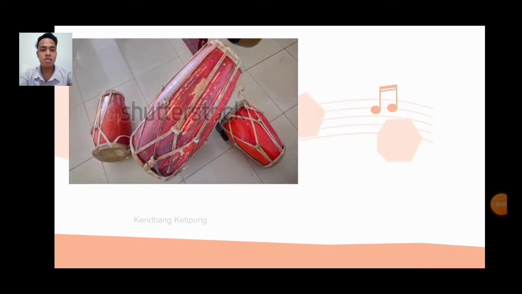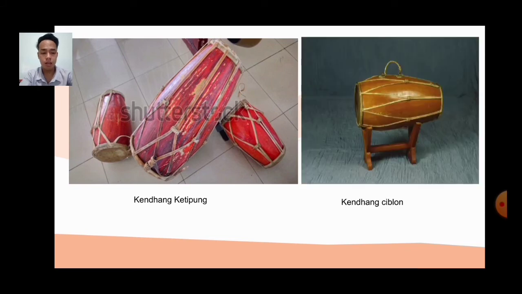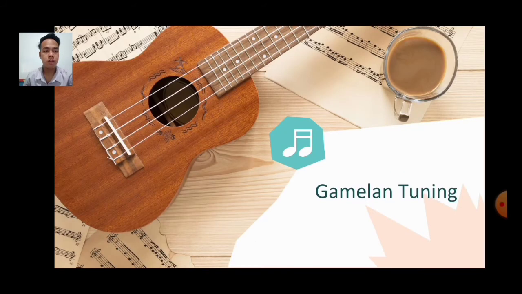Next is the kendang ketipung. When we say kendang ketipung, it is the smallest barrel-shaped drum. It is played with the kendang gending. Next is the kendang siblon. It is a middle-sized barrel-shaped drum.